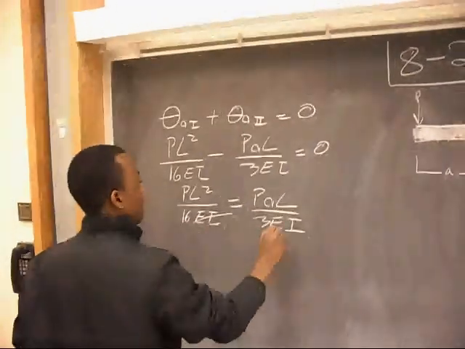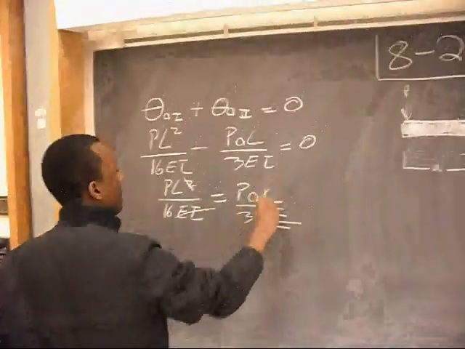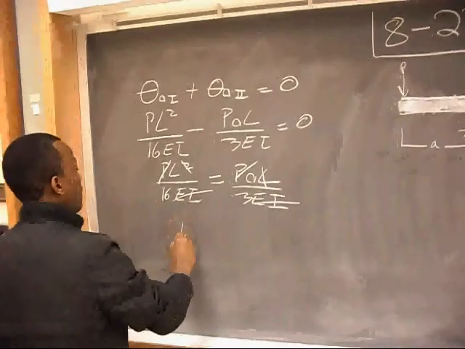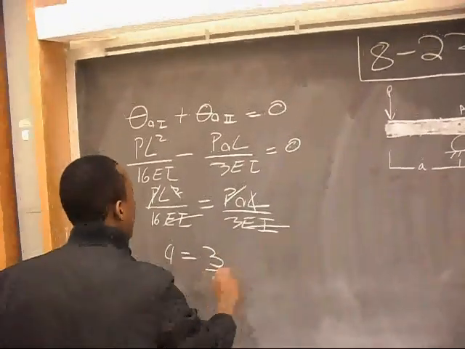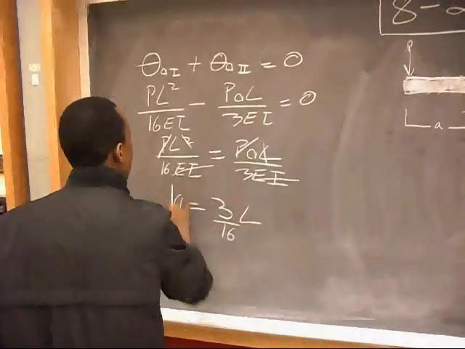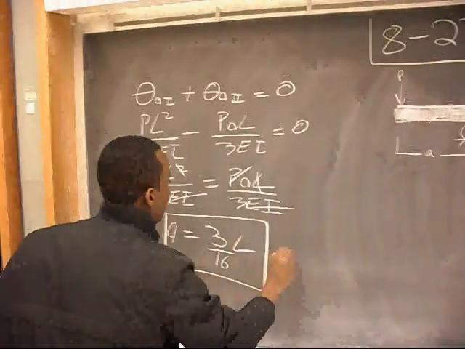And we want to solve for little a. So he's going to do the math up here. And then it just shows that a equals 3/16 of L. Yep. And that is our solution.